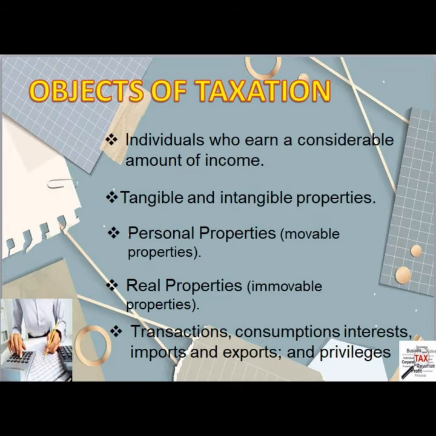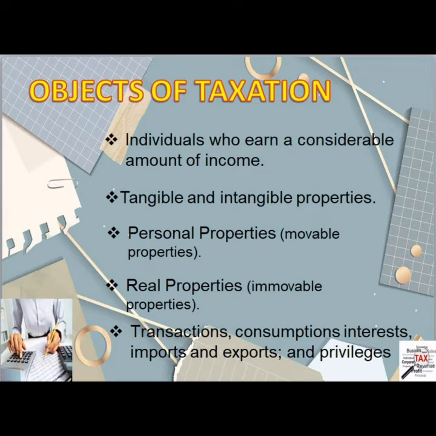Okay, so let's proceed to objects of taxation. First is individuals who earn a considerable amount of income. Second, tangible and intangible properties. Tangible means anything which a person can see, feel, or touch, or that has physical existence, like buildings, cash, inventory, investments, while intangible properties are things that a person can neither see, feel, nor touch. They have no physical existence at all, like accounts receivable, prepaid expenses.